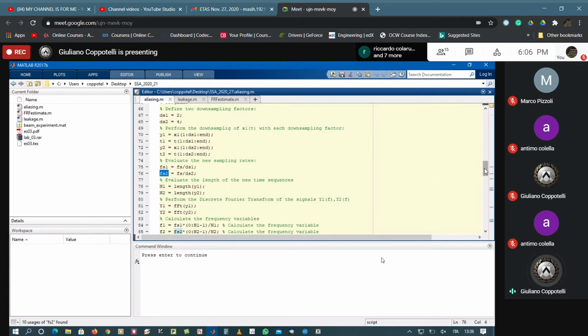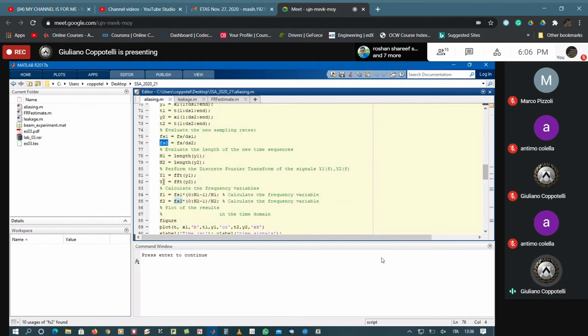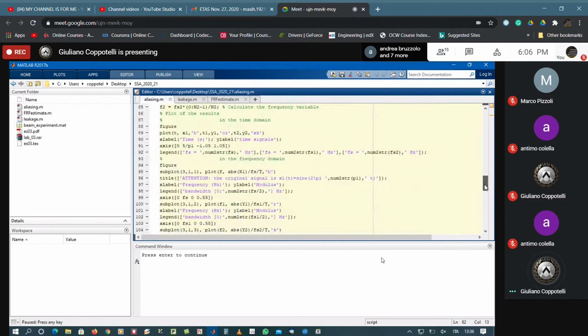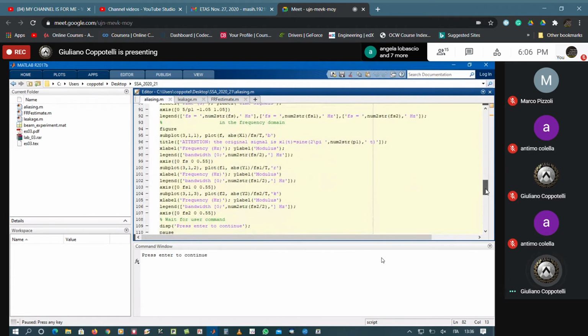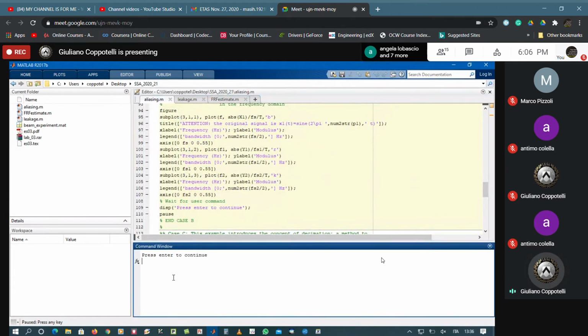Okay, then let's see what happens in the time and the frequency domain. We have just to perform the discrete Fourier transform once again of the new time signal sequences y1 and y2, and therefore let's plot the result. Let's see what happens by plotting these new results. Okay, and therefore press enter here.